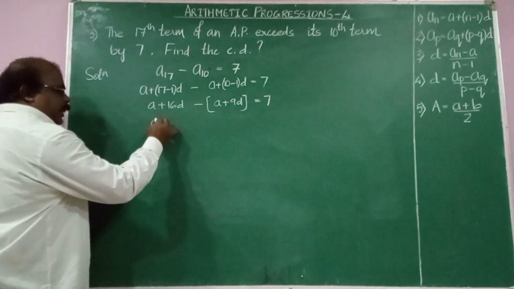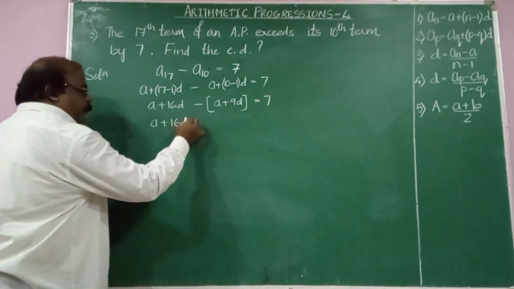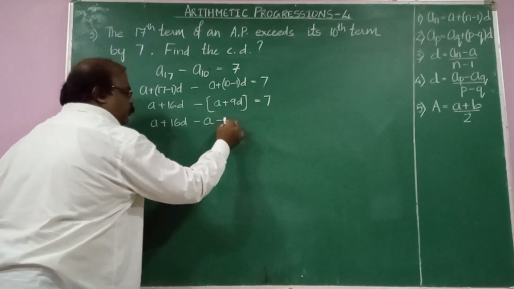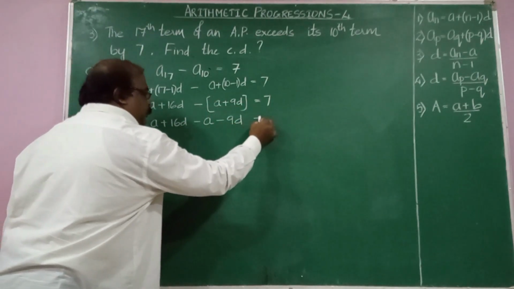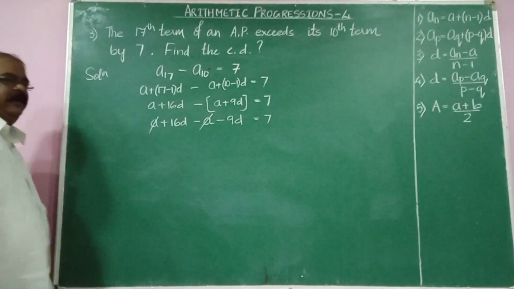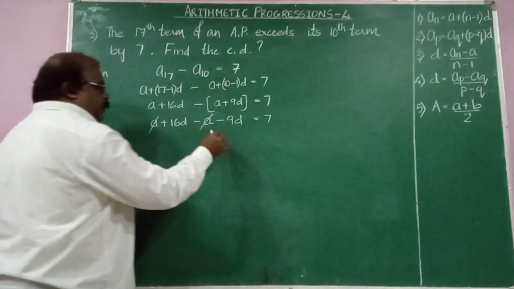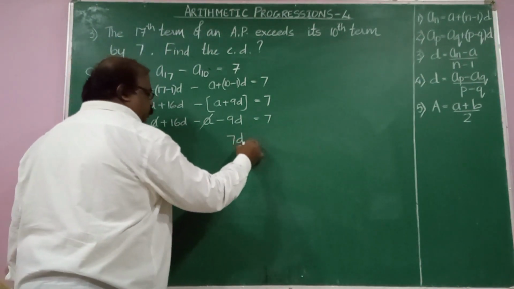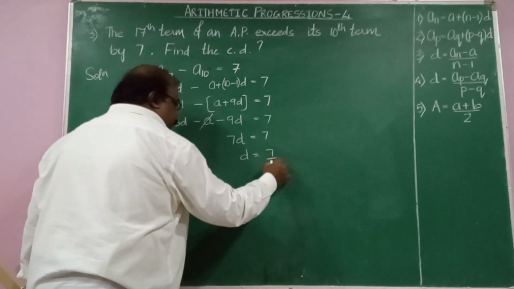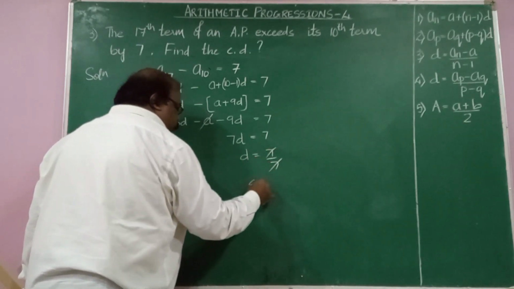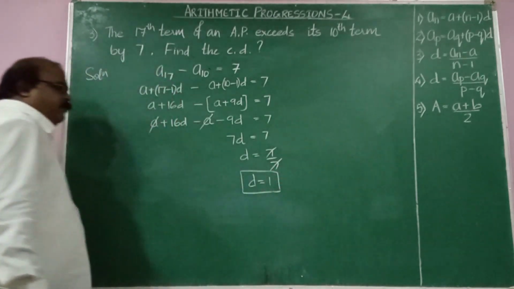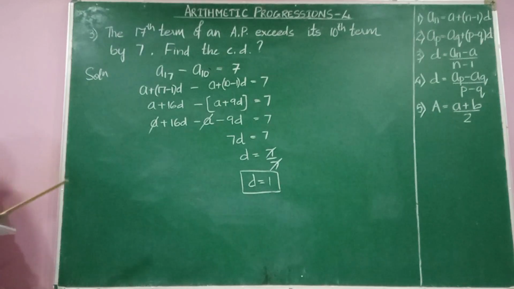So you get a plus 16d, minus a, minus 9d, this is equal to 7. Plus a and minus a cancel. So 16 minus 9 is 7d. So I get d as 7 upon 7. So what is the value of d? The value of d is equal to 1.